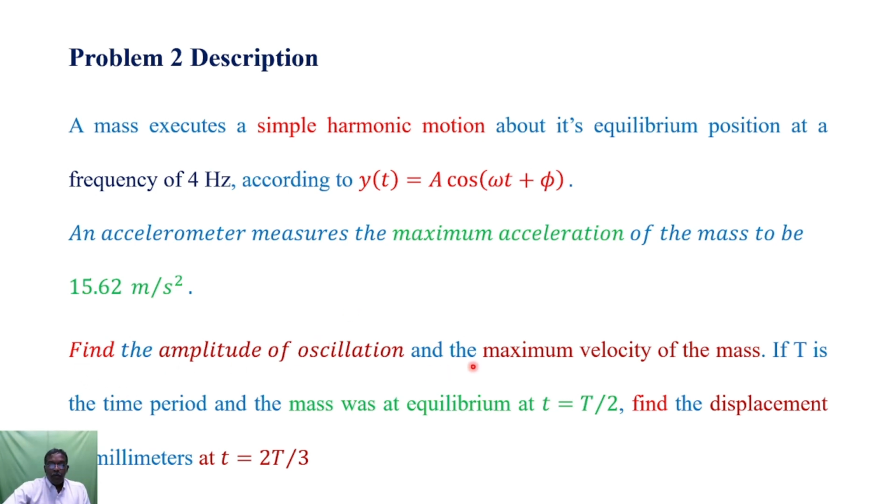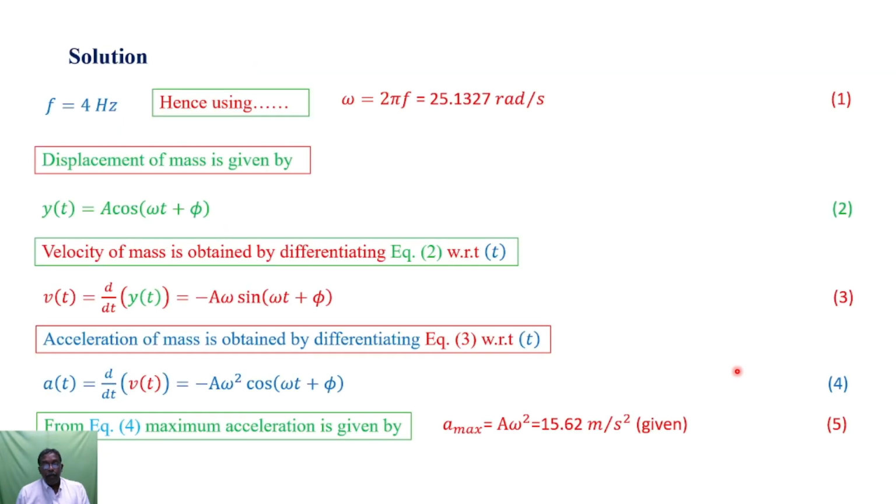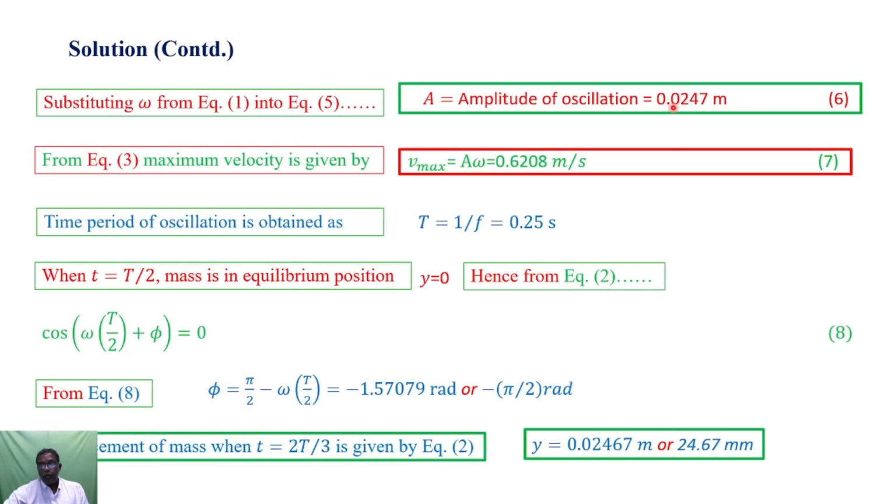The first two questions have been answered, that is the amplitude of oscillation and the maximum velocity of the mass. Amplitude of oscillation is 0.0247 meter from equation 6. Maximum velocity of the mass is 0.6208 meter per second from equation 7.